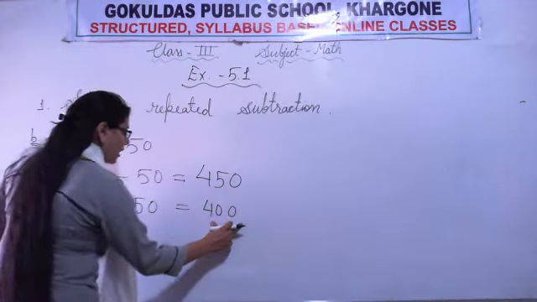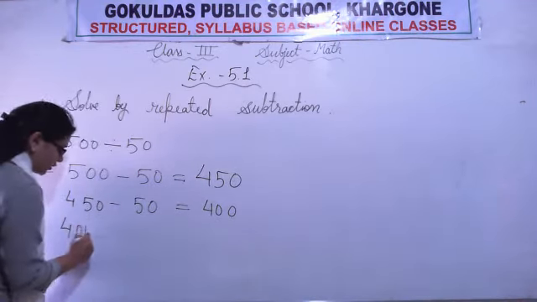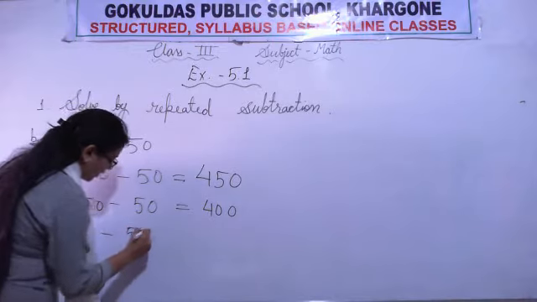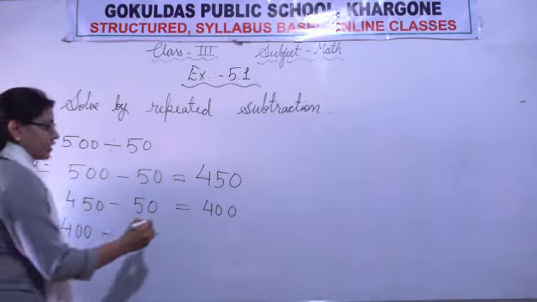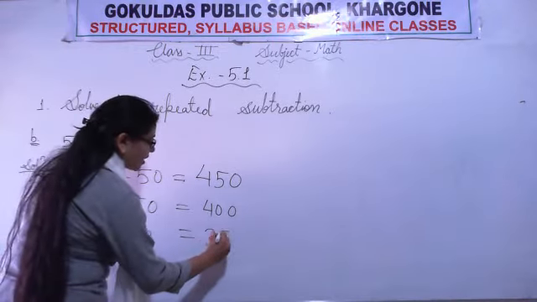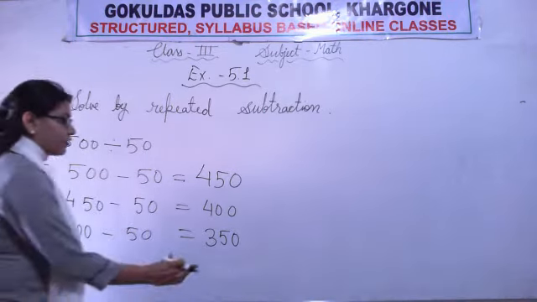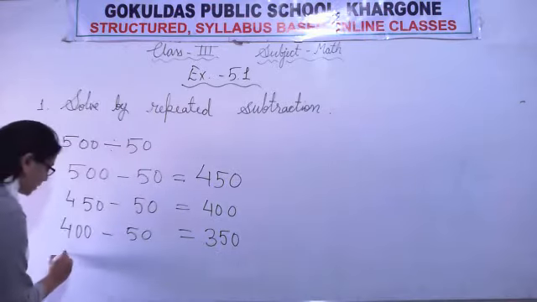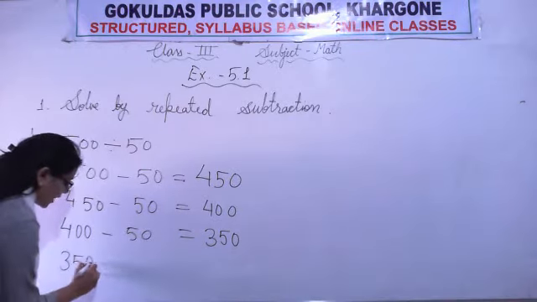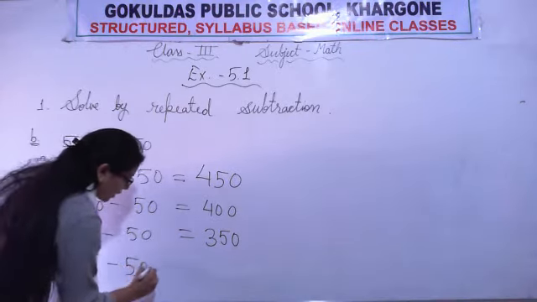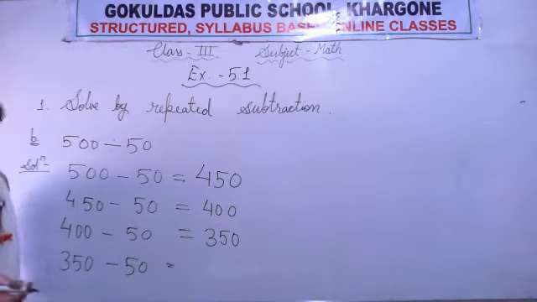Now 400 we got. So now we will subtract 50 from 400. So 400 minus 50 is equal to 350. Okay students, now after this we will subtract 50 from this 350. So 350 minus 50 is equal to 300.